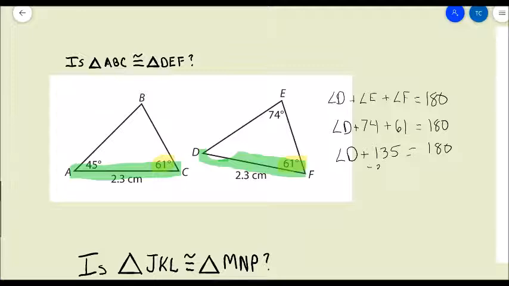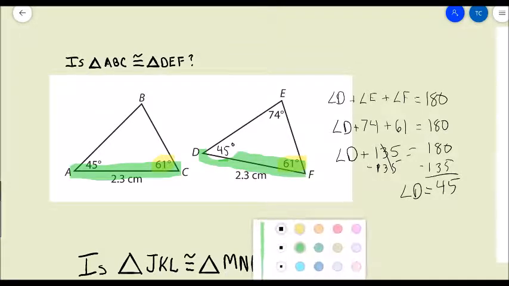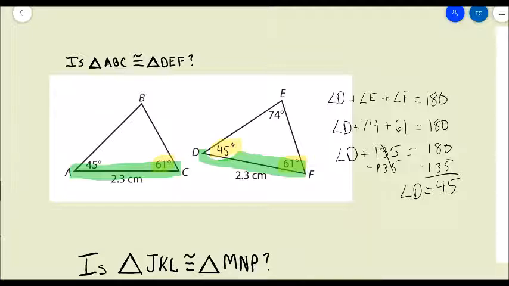We've got a little algebra problem here that we can solve. Subtract 135 from both sides. Oh, darn it, that's the plus sign. 180 minus 135, that's going to be 45. So we know that angle D equals 45. We'll put that right here. And now it looks like we can judge congruence because we have 45 here, 45 there. So we have angle, side, angle, congruence, ASA. And that is congruent to ASA. So, yes.